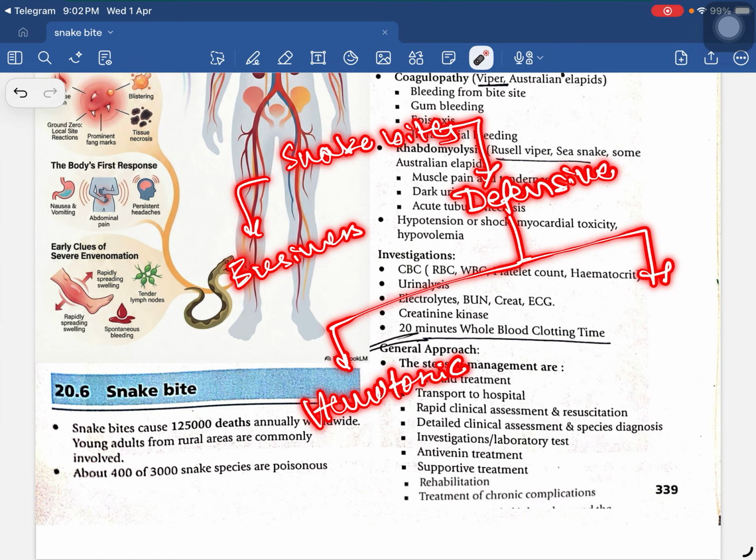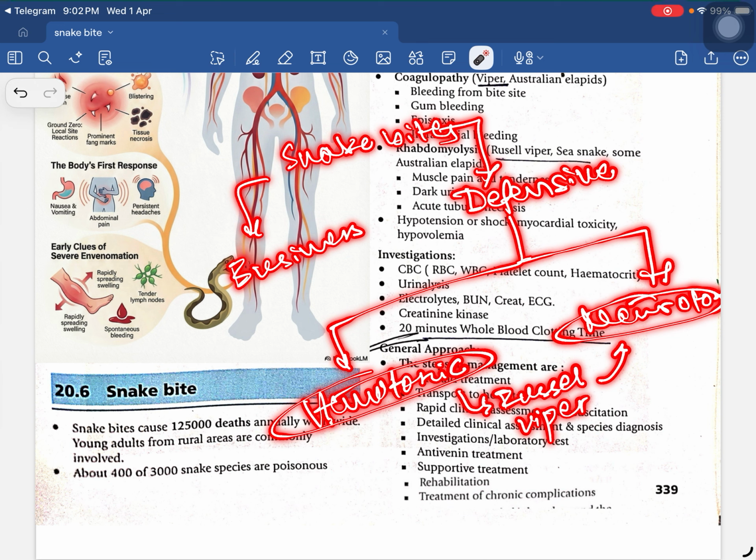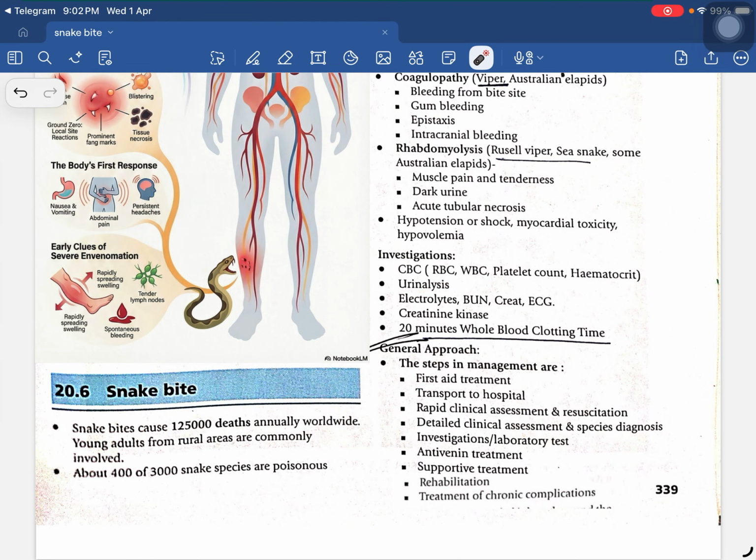Russell viper is both hemotoxic and neurotoxic, whereas saw-scaled viper is hemotoxic. Other snakes such as cobra and krait are both neurotoxic. So this is the basic differentiation between hemotoxic and neurotoxic.